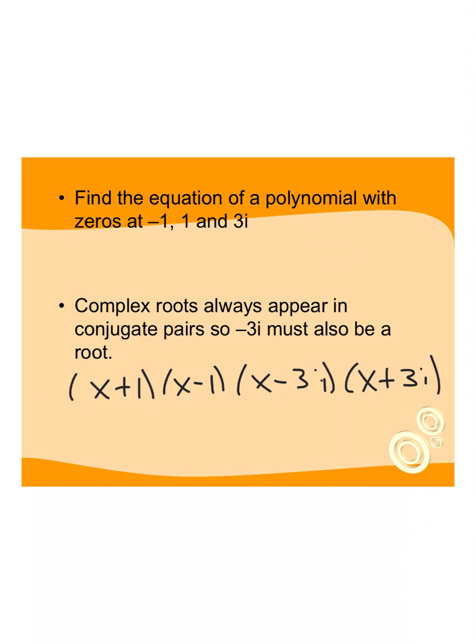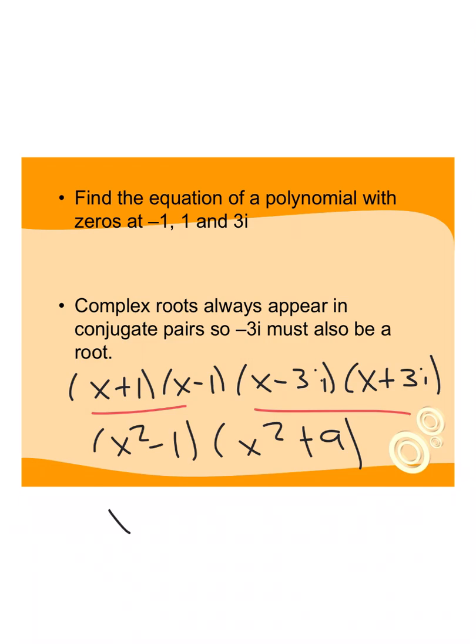One of the convenient aspects is we do have a shortcut for our conjugates, and these first two are actually the difference of squares. So when I multiply them together, I'm going to actually get x squared minus 1, and then I'm going to get x squared plus 9, using my a squared plus b squared shortcut for my complex values. All right, if I go ahead and multiply that together, then I get as my final answer x to the 4th plus 8x squared minus 9. And now I have my polynomial with real zeros at -1, +1, and complex zeros at 3i and -3i.